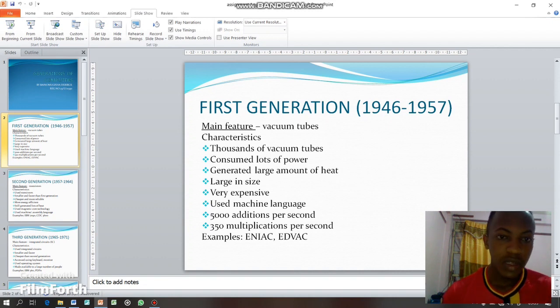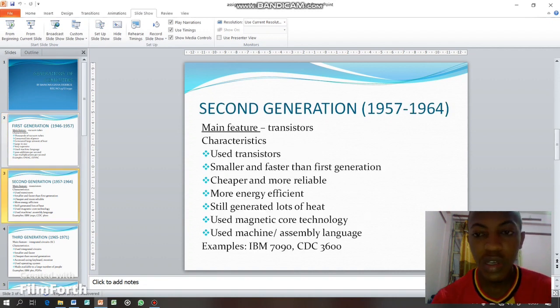Moving to the second generation, which was from 1957 up to 1964, the main feature was transistors. Transistors, in simple terms, are semiconductor devices that serve as fundamental building blocks in modern electronic computers.